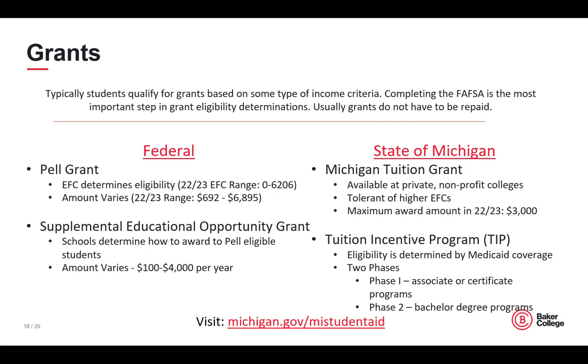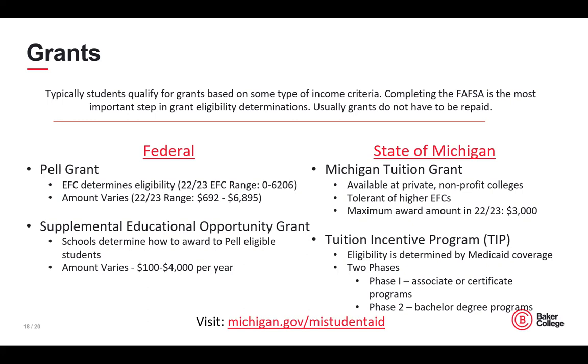Now, in addition to the federal Pell Grant, there is also a Federal Supplemental Education Opportunity Grant, or what's known as FSEOG. Now, FSEOG is designed to supplement the financial need of the lowest EFCs. Each college establishes policies for awarding FSEOG, so the amount that you receive at one college may differ from another.